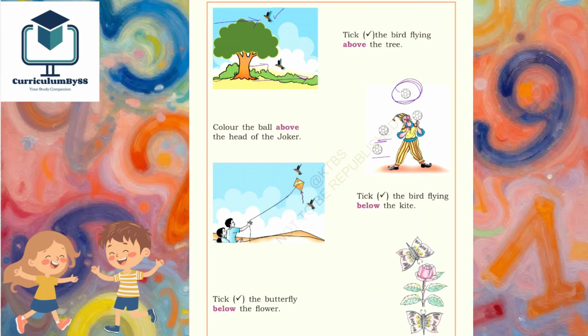Tick the bird flying below the kite. For the kite, this is above the kite and this is below the kite. Which bird is flying below the kite? This bird. So we have to tick this bird. Tick the butterfly below the flower. So there are two butterflies. One is above the flower and other is below the flower. Which one is below the flower? This one, we have to tick for this.